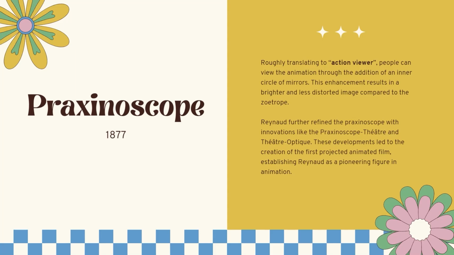Raynaud made a number of improvements to the praxinoscope. First, the praxinoscope theater and the theatre optique. These devices were responsible for what was considered as the first ever projected animated film, making Raynaud a true animation pioneer.